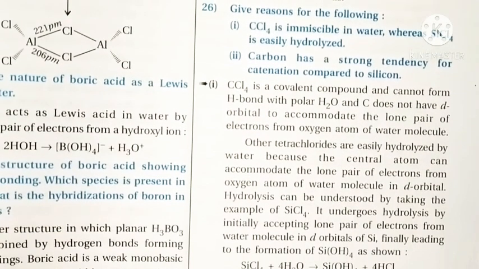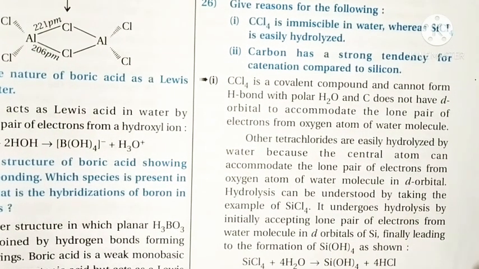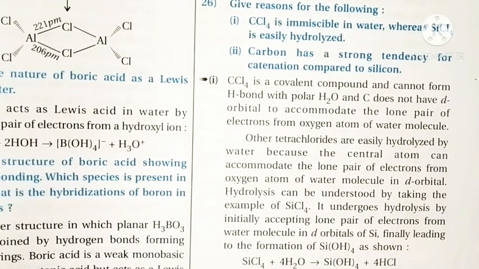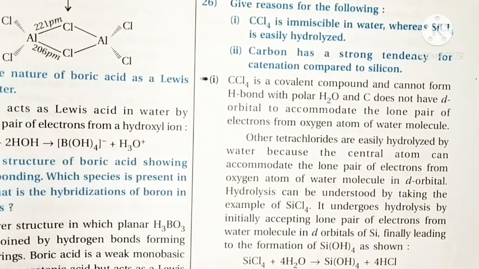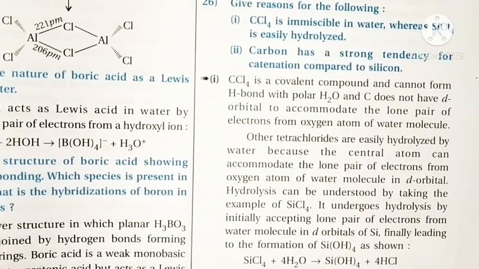Next one, give reason for the following. CCl4 is immiscible in water, whereas SiCl4 is easily hydrolyzed. We have studied this, and also seen it in the NCERT exercise, that CCl4 is a covalent compound and cannot form hydrogen bonds with polar H2O, and C does not have d orbitals to accommodate the lone pair of electrons from the oxygen of the water molecule. Other tetrachlorides are easily hydrolyzed by water because the central atom can accommodate the lone pair of electrons from the oxygen atom of the water molecule in its d orbital.